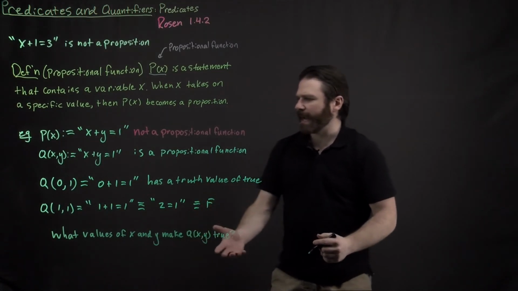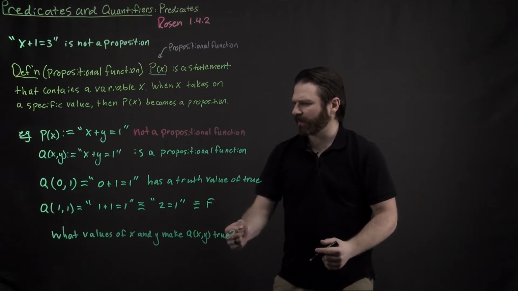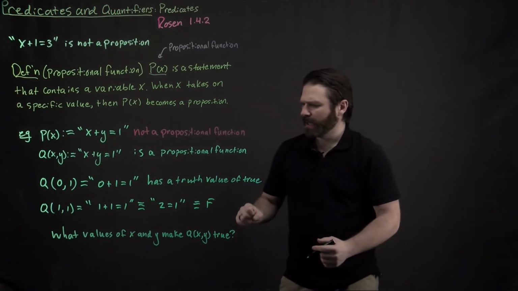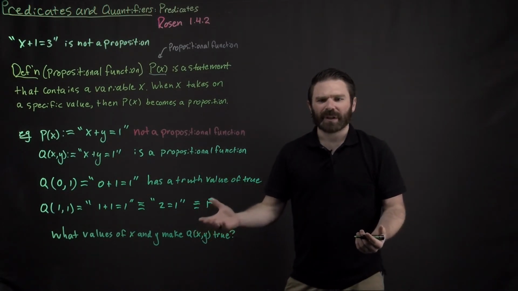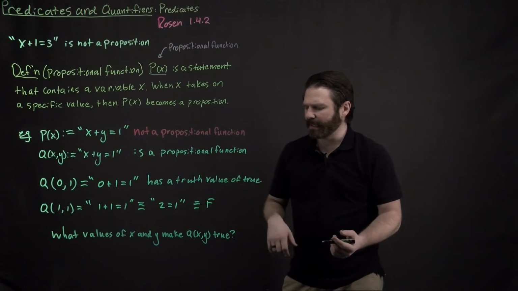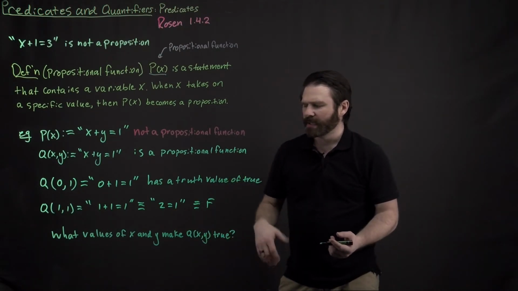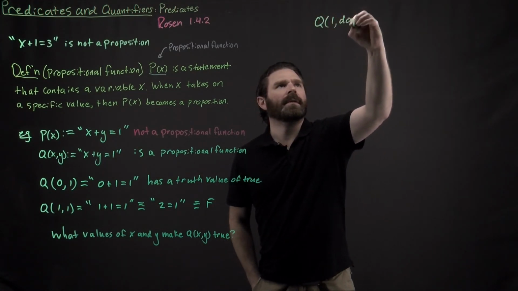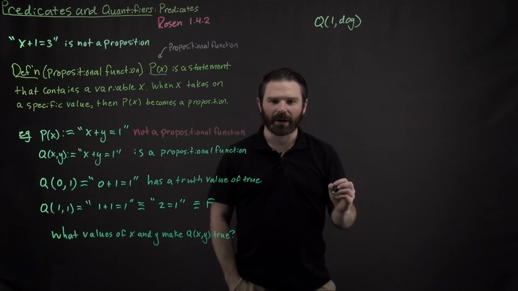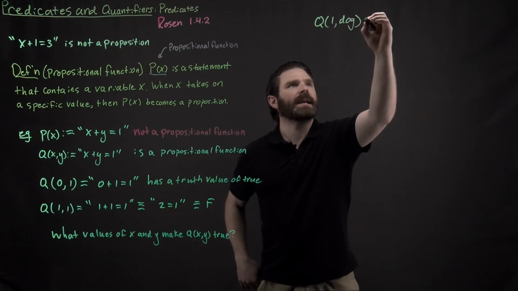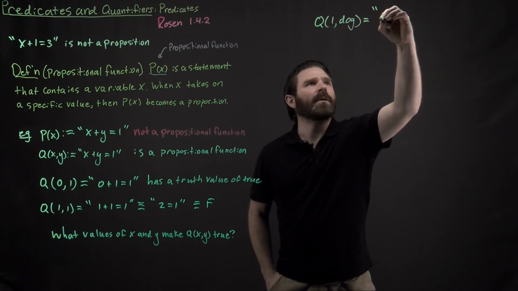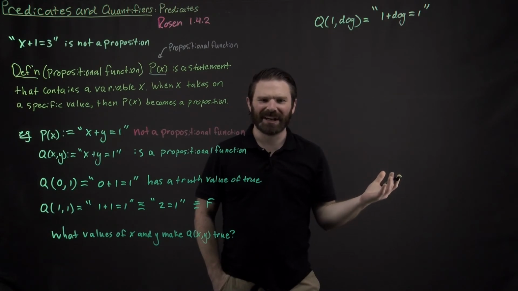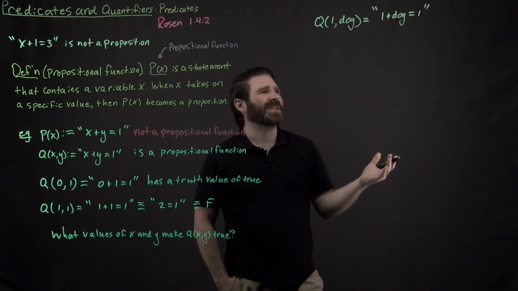So if you wanted to try to figure that out, well, what are all the possible values that make this particular propositional function right here, defined via this predicate, true? Well, first off, consider that we can't just plug in any old x and y. So if you were to try to do something like, oh, I don't know, q of 1 and dog, then that would be the statement 1 plus dog equals 1. Wait, that doesn't even make any sense whatsoever.